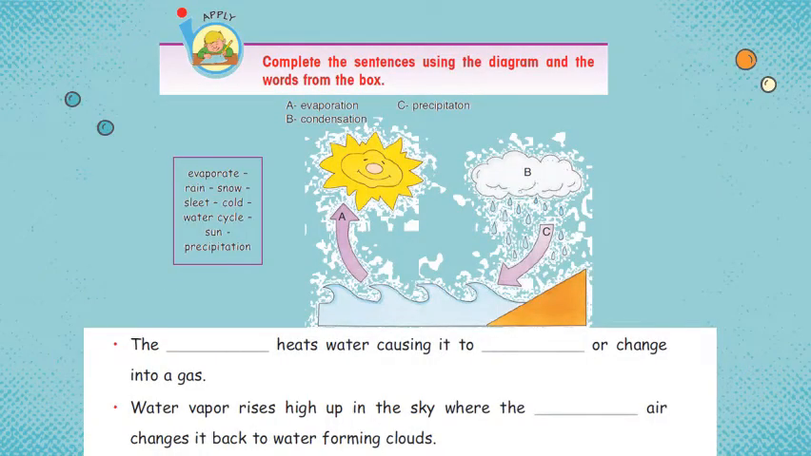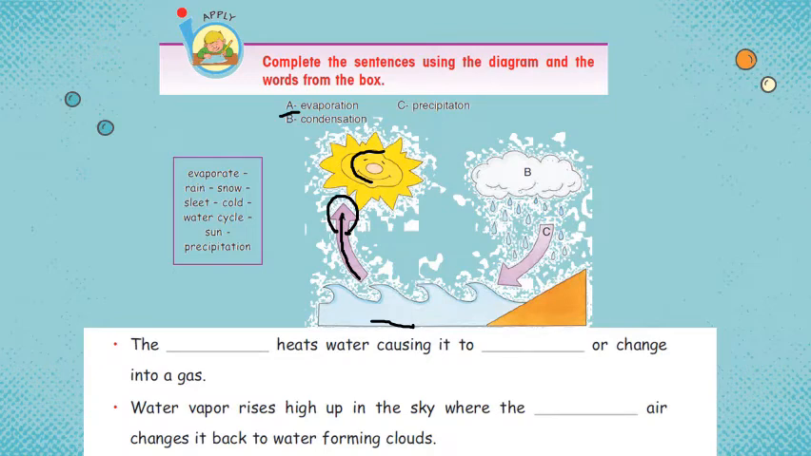Before we start by completing the sentences using the words, I'm going to explain the water cycle briefly. This is the sun, okay? The sun heats the water. This is the water. The sun heats water, causing it to evaporate or change into gas. We all know that when water boils or it's hot, it changes into water vapor or gas. This stage, changing from water to water vapor, is called evaporation, okay?